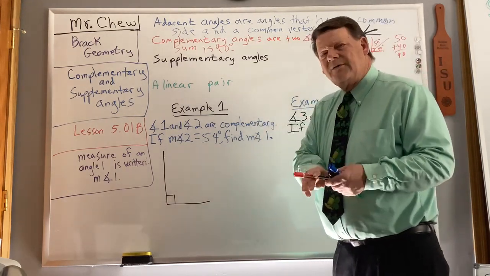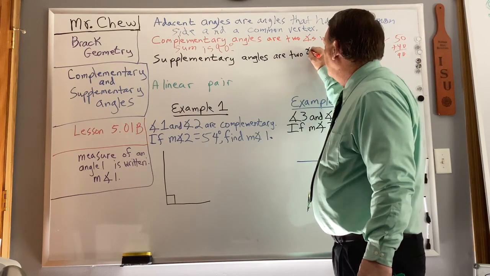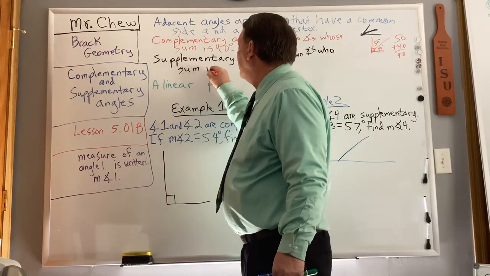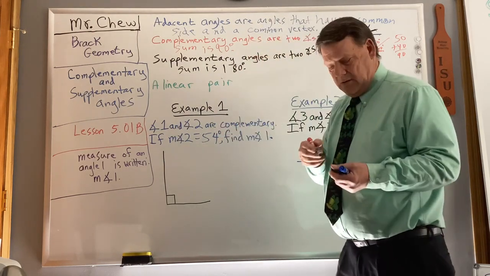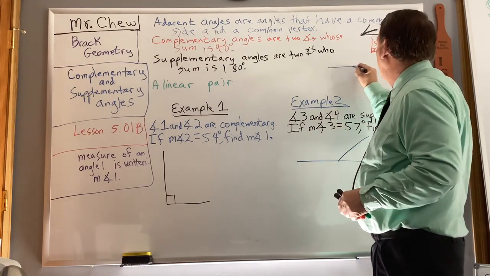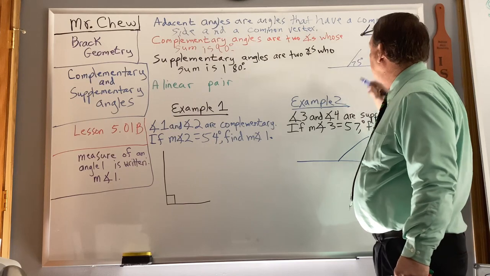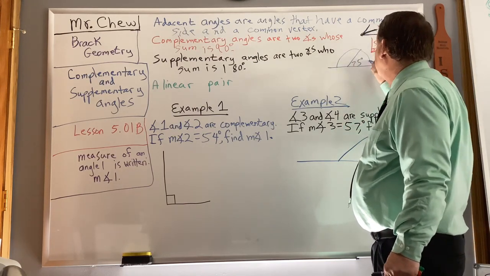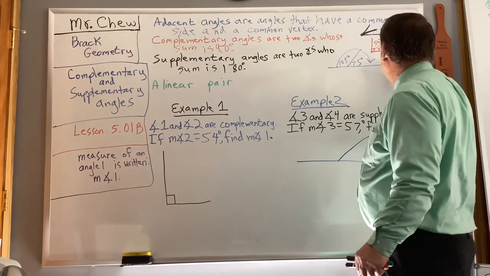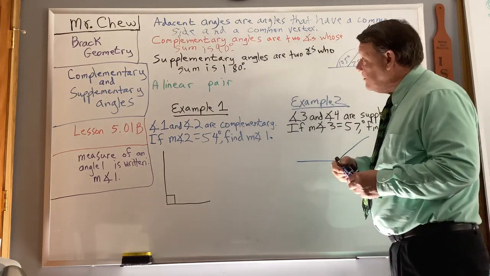Now supplementary angles. What is a supplementary angle? Supplementary angles are two angles whose sum, so we're going to add up their measures now, is 180 degrees. So what would it look like? So let me draw a line here. If this is 75 degrees and this is 180 degrees, then this one would have to be 105 degrees. Why? Because if I take 105 plus 75, I get 180, and that is the definition of supplementary angles.